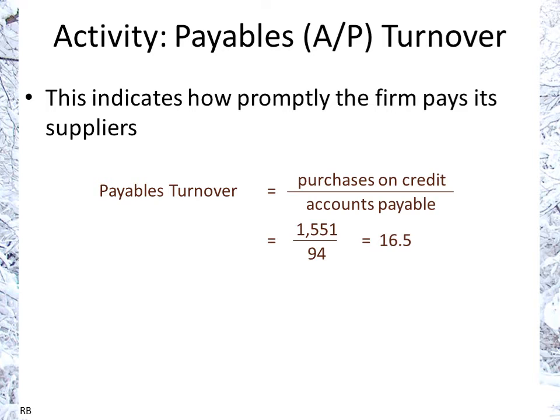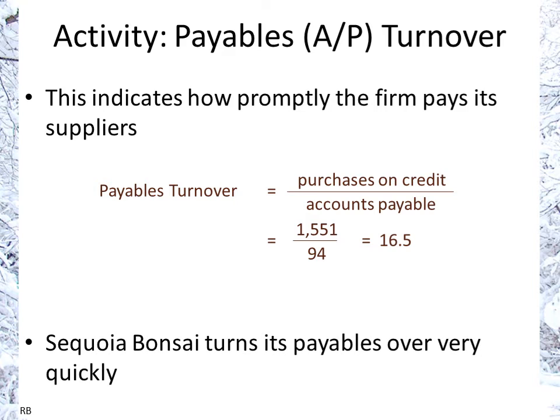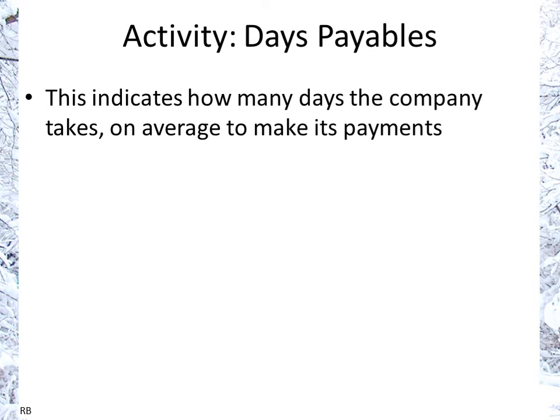Otherwise, we often use the cost of goods sold as a proxy for the purchases. That's not exactly the same, but it's generally very similar in size. So here we have a value of 16.5. That means they turn their payables over relatively quickly, more than once a month, clearly more than 12 times a year. And the days payables is the way of calculating how many days on average they take.